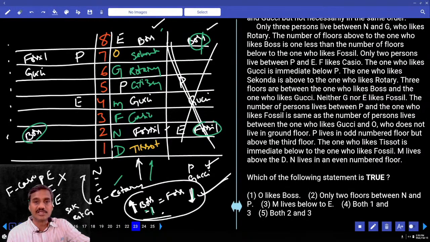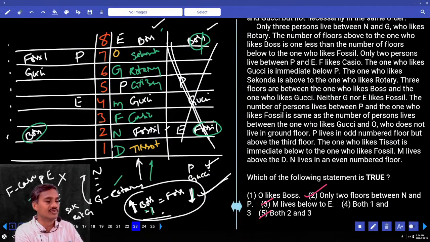Which of the following statements is true? O likes Boss. Only 2 floors in between N and P, that is given in choice 2. And both 2 and 3: M lives below 2E. M is below 2E is true. Hence choice 5, question number 23.